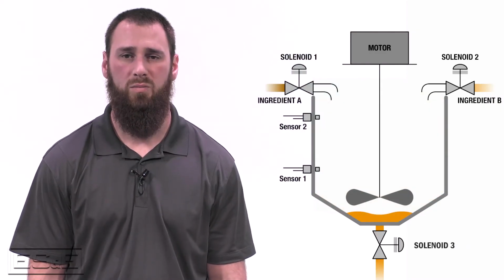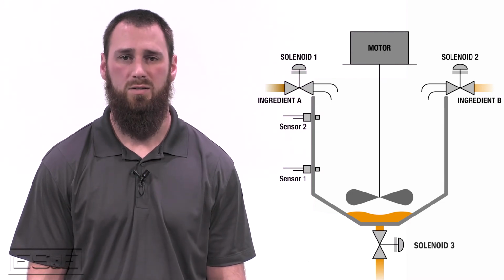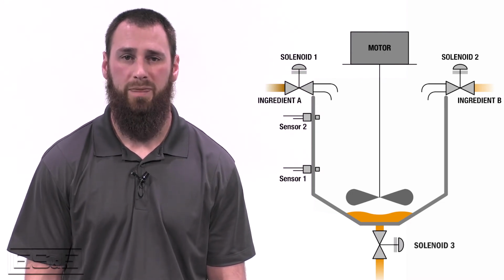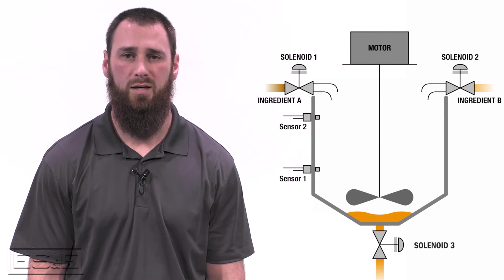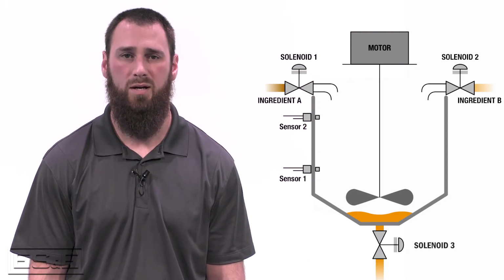Let's go over a typical PLC application. As you can see here, we have two solenoid valves that are going to fill ingredients into a tank, and the tank has two level sensors. There is also a mixing motor inside the tank and a solenoid valve at the bottom that we can control in order to drain the tank once we've completed our process.